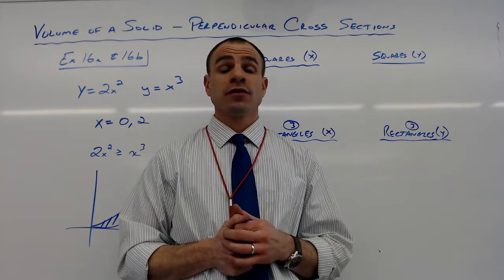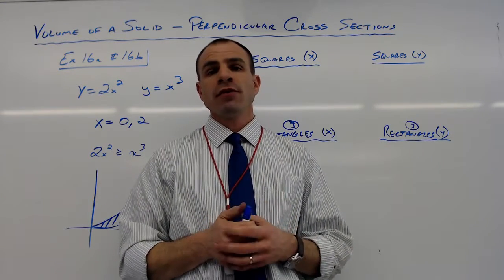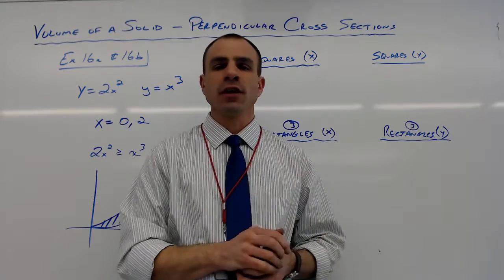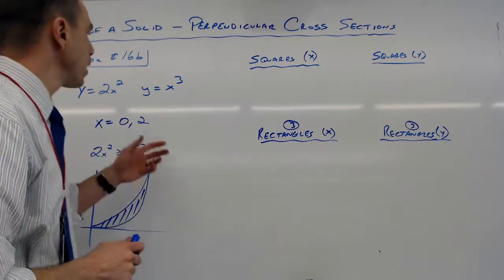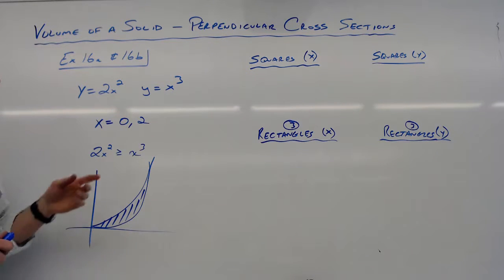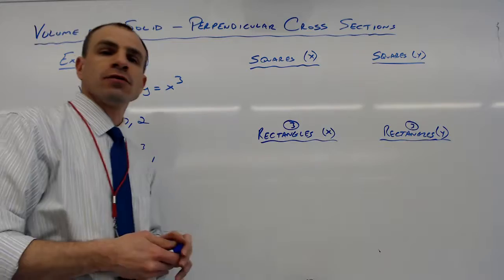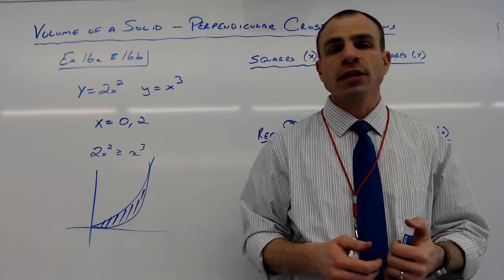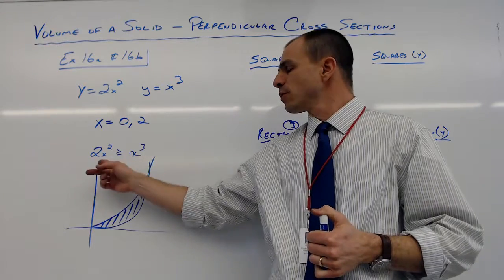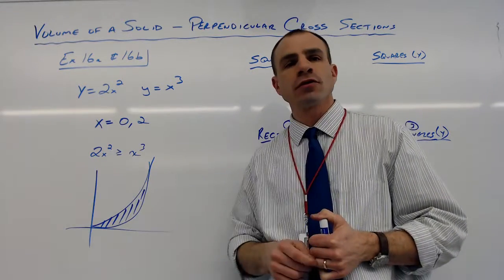Let's finally put this into action. So we have examples 16a and 16b, and I've actually added a little extra to this video as well. We have our two functions, y equals 2x squared and y equals x cubed. We already know from previous videos these two functions intersect at the points x equals 0 and x equals 2, and during that region, 2x squared is the larger of the two functions.